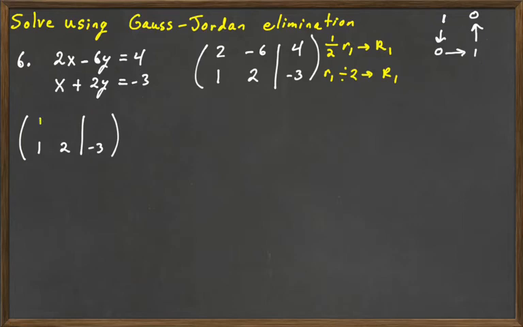So 2 divided by 2 is 1. Negative 6 divided by 2 is negative 3. And 4 divided by 2 is 2. So now we've completed the first step there. Next, we'd like to make a 0 in row 2, column 1. So whatever the number here is in row 2, column 1, that's a 1. So we're going to use the opposite of that, which would be negative 1. Because that's in column 1, this is in column 1, we're going to use row 1.